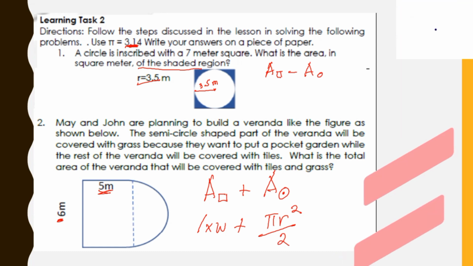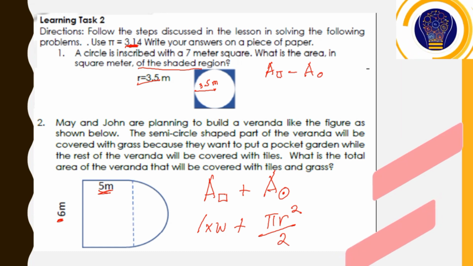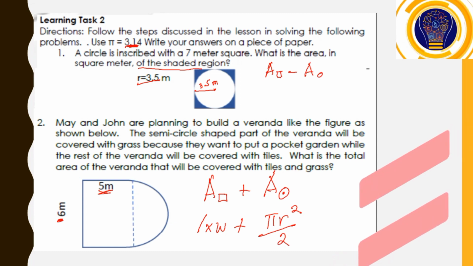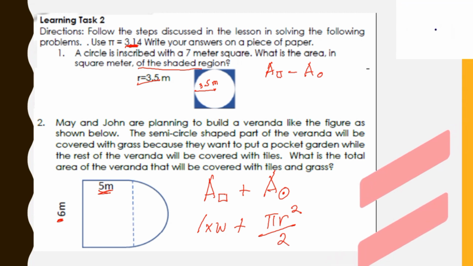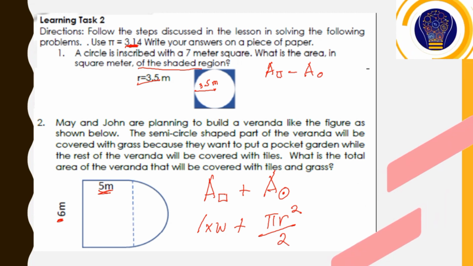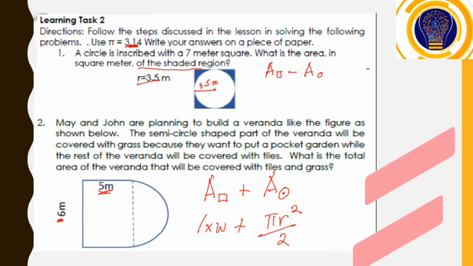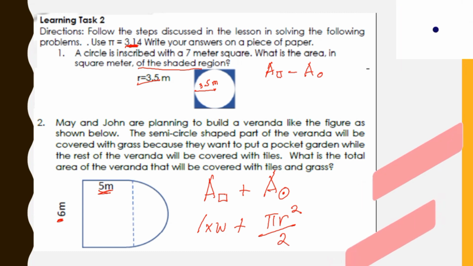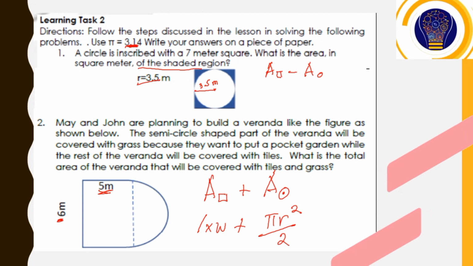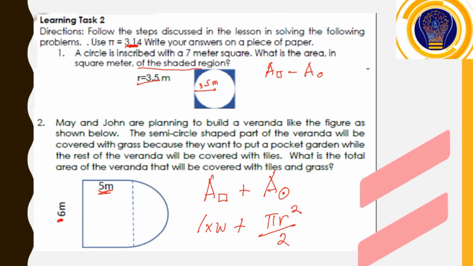And number 2, May and John are planning to build a veranda. Veranda like the figure as shown below. So, ito yung gusto nilang style ng veranda nila. The semicircle-shaped part of the veranda will be covered with grass because they want to put a pocket garden while the rest of the veranda will be covered with tiles. What is the total area of the veranda that will be covered with tiles and grass?